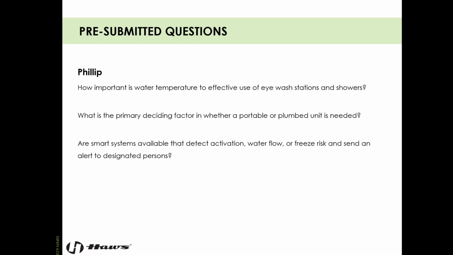Are smart systems available that detect activation, water flow, freeze risk, and send an alert? Yes, absolutely. So alarms are pretty common. We make a lot of different versions, ones that are just local, light and alarm, or that can be relayed to a security office. So lots of those systems available. Not sure about one for freeze risk. If there is a freeze risk, the equipment has to be protected regardless, but nothing that I know of particularly tests if it's going to freeze.